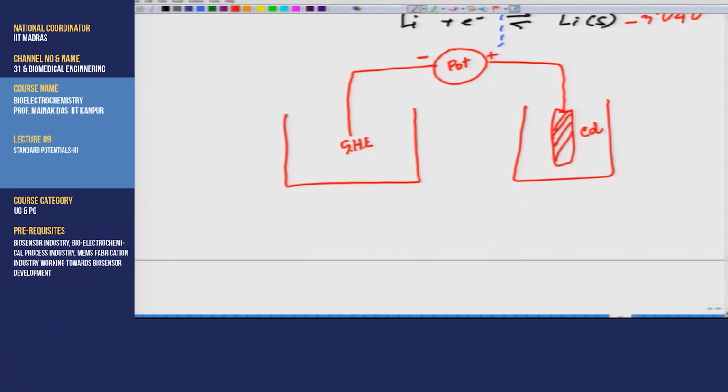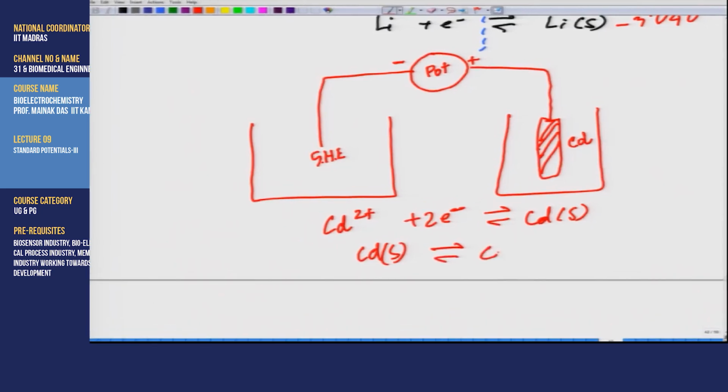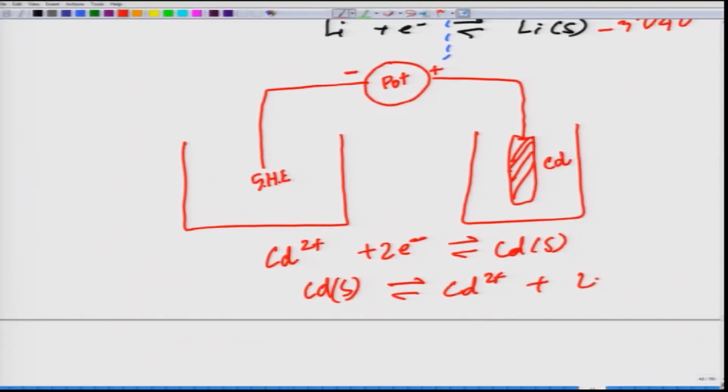Okay. Now in this situation, in order to measure the standard potential of the half reaction of cadmium 2 plus plus 2 electrons making cadmium, or in this situation it is basically Cd going to Cd2+ plus 2 electrons, where it is giving away these 2 electrons. Okay. So this is the situation.